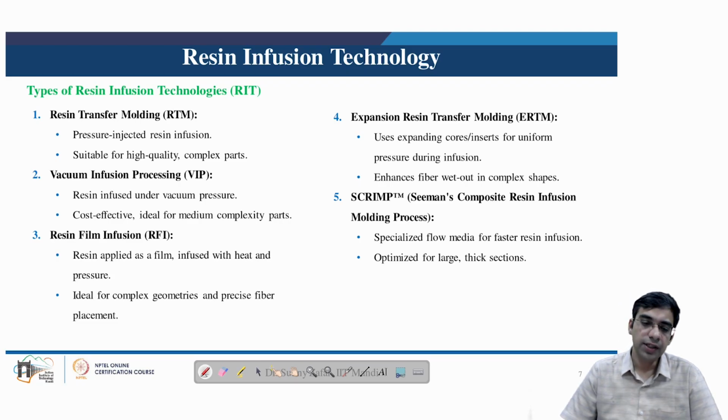The fourth technology under this umbrella is expansion resin transfer molding or ERTM. This process utilizes expanding cores or inserts for uniform pressure during infusion. This also enhances fiber wet out in complex shapes. The fifth process is the Seemann Composite Resin Infusion Molding Process or SCRIMP. This is a trademark process which is specialized for flow media for faster infusion, and this process can be optimized for large and thick sections.